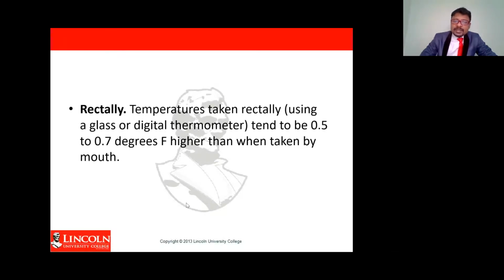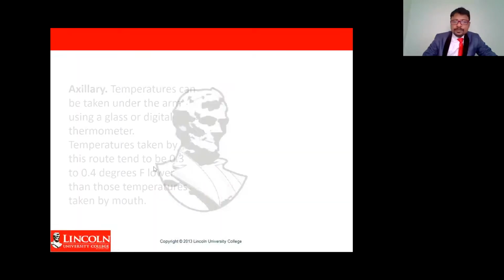And also rectal temperature. The temperature taken rectally, by using glass or digital thermometers, tends to be 0.5 to 1 degree Fahrenheit higher than that taken by mouth. So it will vary slightly between the mouth and the rectum. But the best method, if you want to check the exact body temperature, is rectal insertion.